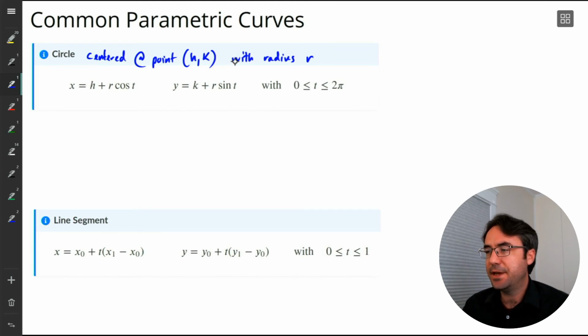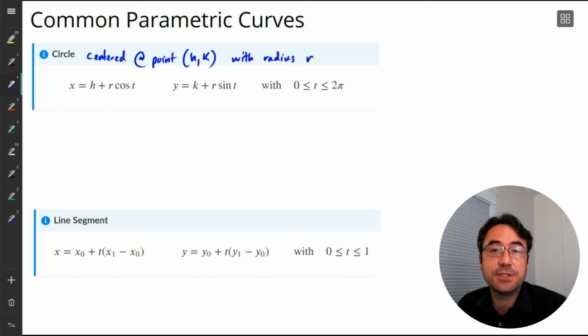So this is a fairly common parameterization for the circle. Now there's other ways to do this. As we've seen, for these curves, a lot of times there's different parameterizations that we can use, parametric equations that we can use, that ultimately give us the same Cartesian equation.